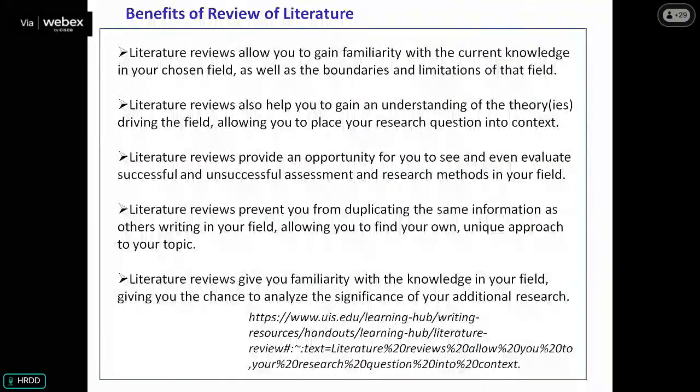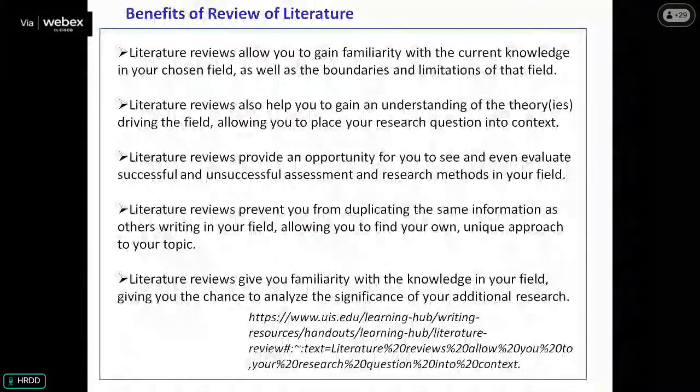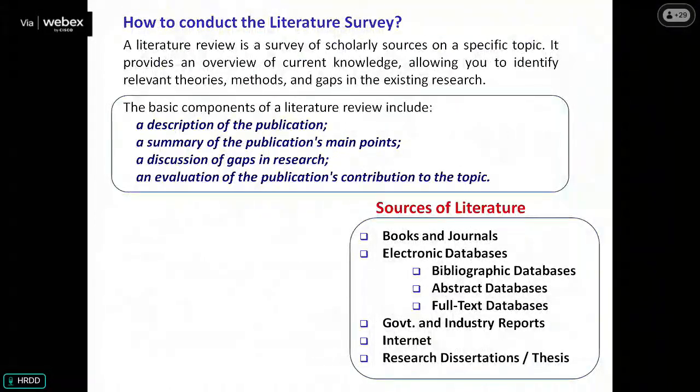Literature review gives you familiarity with the knowledge in your field, giving you a chance to analyze the significance of additional research. So this I took from somewhere. It's given here instead of the book. How to conduct literature survey.